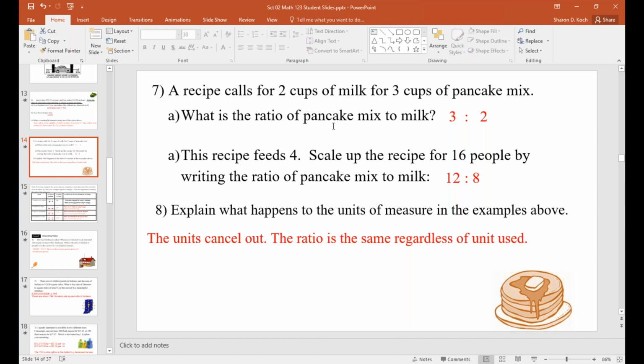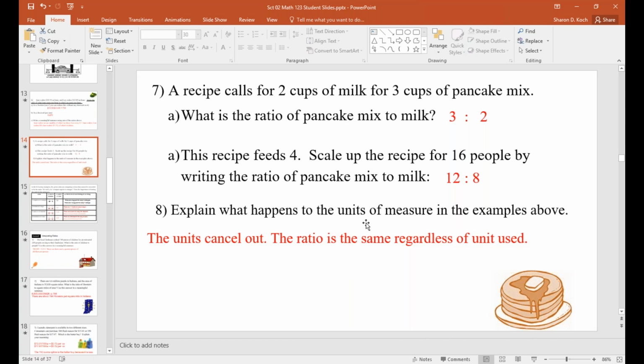Okay, remember we're paying attention. Pancake mix was a 3-to-2 ratio. So this feeds 4. Can we scale up to 16? Well, how do I go from 4 to 16? I would basically multiply by 4, right? So if I take this and multiply by 4, I get 12. If I take 2, multiply by 4, I get 8. So recipes are the biggest way that we adjust ratios here.